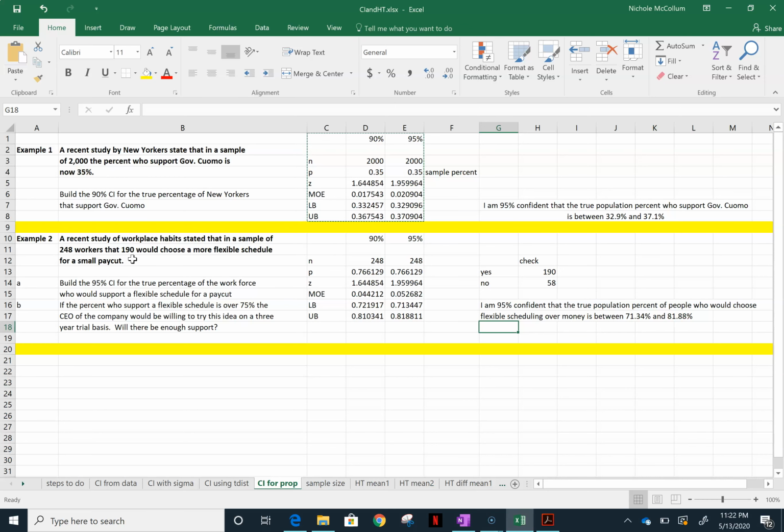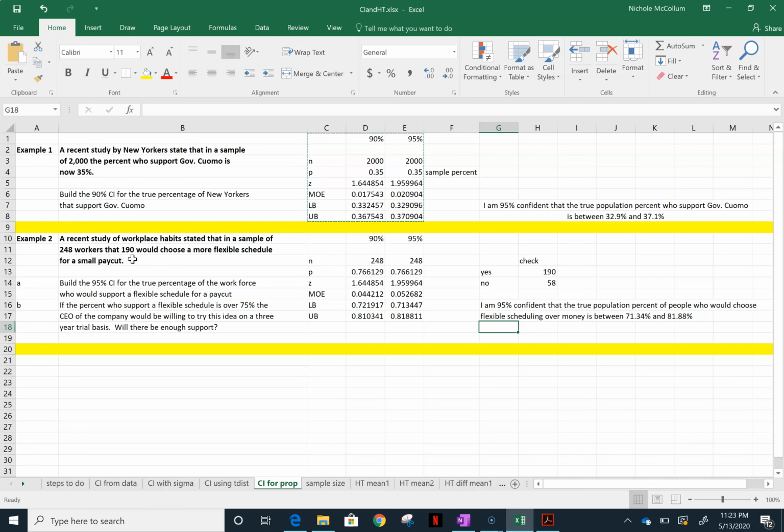There must be a reason we care about 71 to 81%. Would people say, yeah, give me a flexible schedule over more money any day? Let me stay home 1 day a week and I'll take a slight little pay cut. So why would we do that? Well, part B: if the percent who support a flexible schedule is over 75%, the CEO would be willing to try this idea on a 3-year probational period. That's cool. The boss is willing to do this.